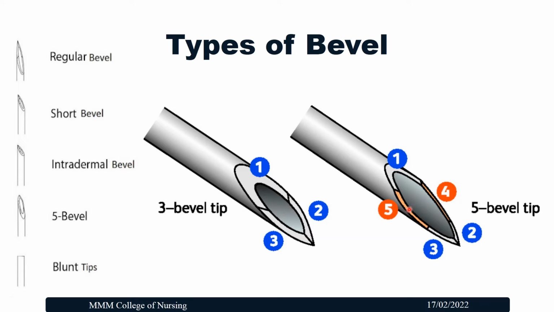The next one is the 5 bevel. It is similar to the regular bevel, but there are 5 cutting edges. By this it is more convenient to administer the injection. There will be less pain perceived by the patient. Because of these 5 cutting tips, it is very easily inserted and the perception of pain is minimal. Then the last one is the blunt tip. These blunt tip needles are used to dissolve the medication and load medications from the medication container.